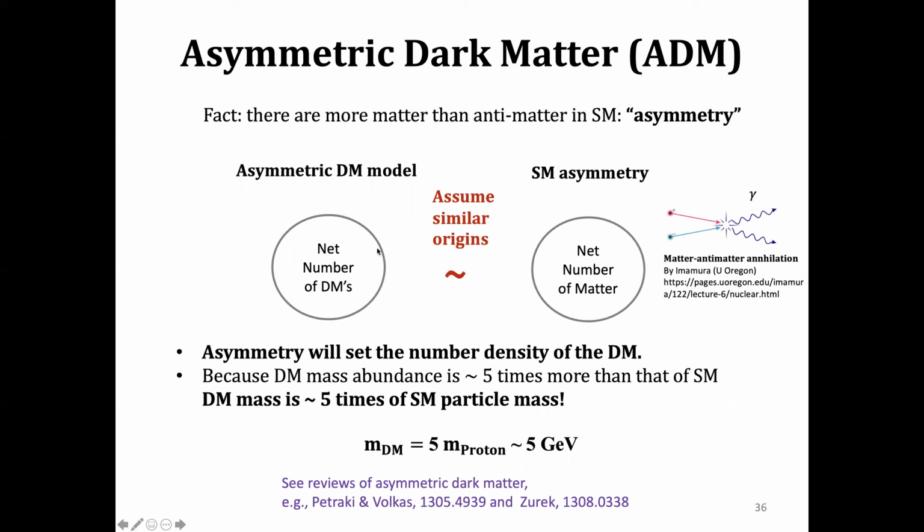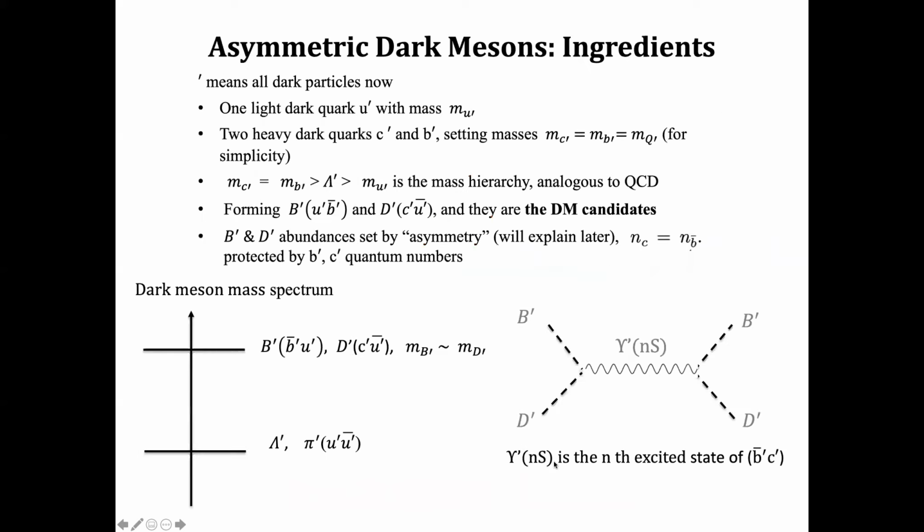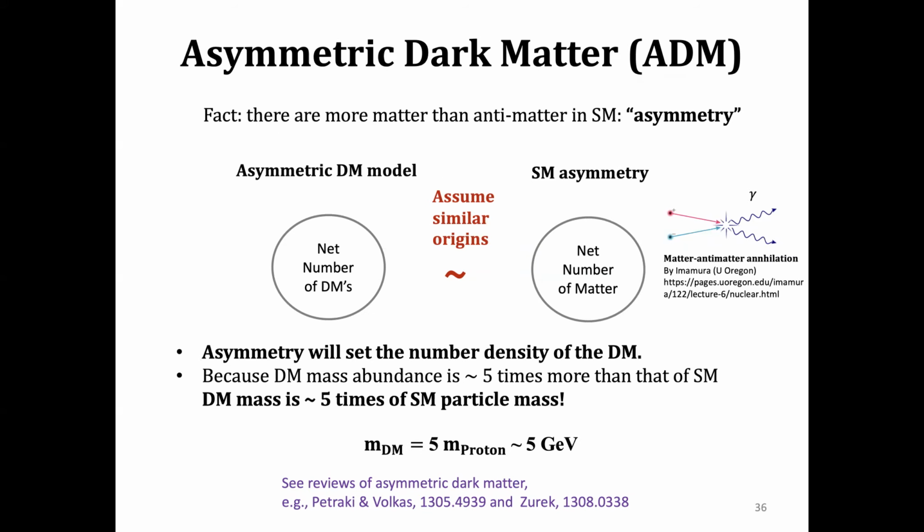So this slide is prepared for the student. Asymmetric dark matter just means that you have more dark matter than anti-dark matter, similar to our world that has more matter than antimatter. And the symmetric part, meaning the part that has the same abundance, will basically annihilate away. So if you assume the same origin, the number density of dark matter is closely the same as the number density of the standard model. So the dark matter mass will just be 5 times the proton mass, because there's 5 times more dark matter than standard model particles. So it will be 5 GeV. So that's how we fix the dark matter mass.